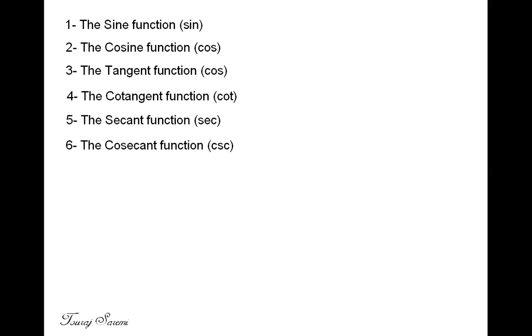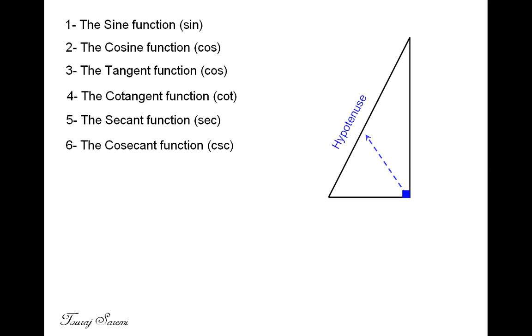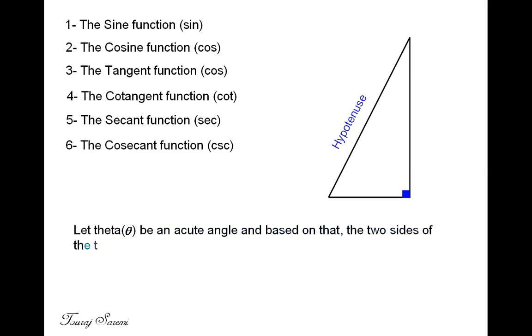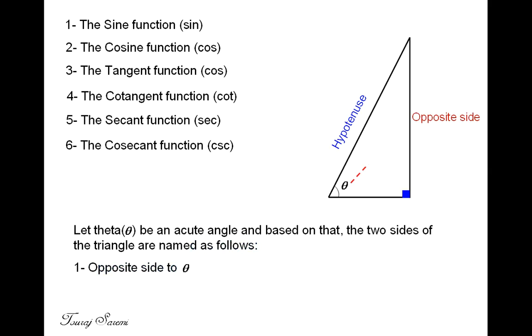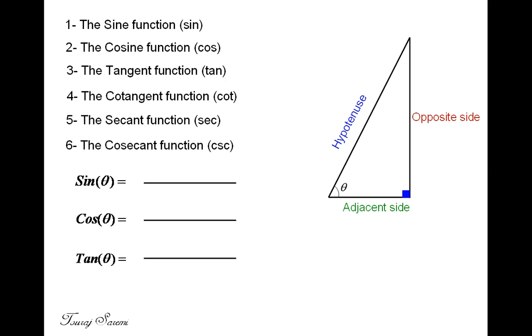Consider the right triangle shown below. Let theta be an acute angle, and based on that, the two sides of the triangle are named as follows. 1. Opposite side to theta. 2. Adjacent side to theta. Now we can see how the sides and the acute angles of right triangles are connected.